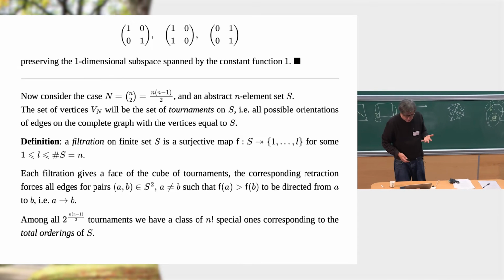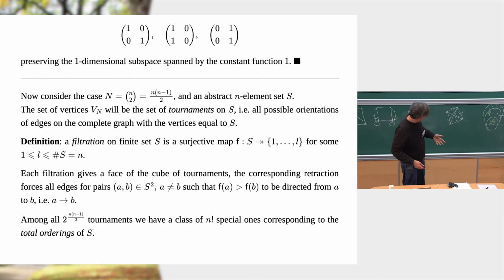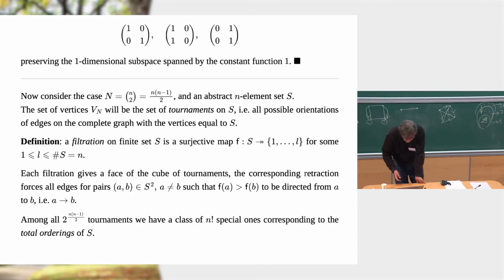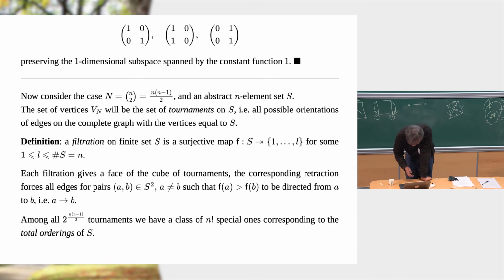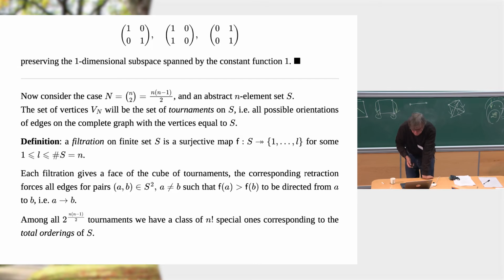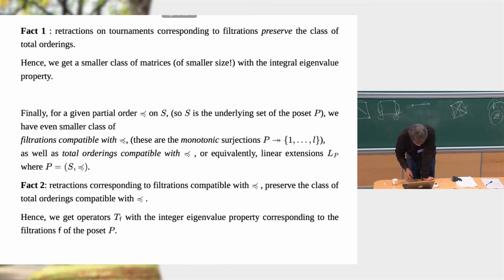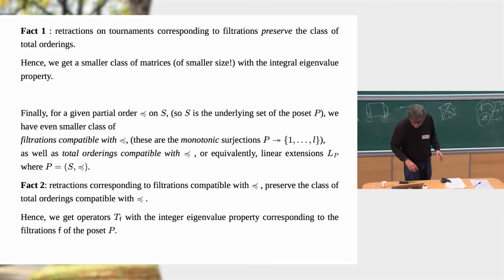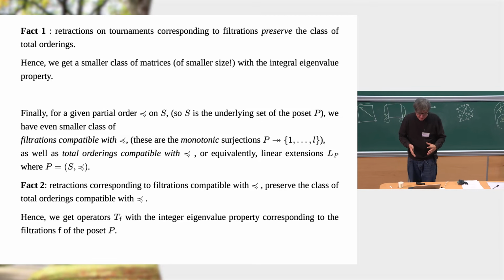There are only n factorial of them, while the number of all tournaments is huge, 2 to the n squared over 2. So there are n factorial special tournaments, and there are special faces, and the number of these faces is also much smaller than the number of all faces. It's some Stirling number.